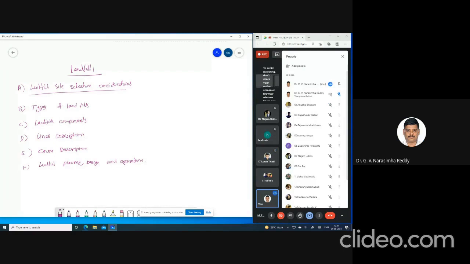Okay. Now we are discussing landfills. In this, we are going to discuss these topics: how to select a landfill site, types of landfills, components of landfills, the description of the liner system, similarly the description of the cover system, and finally landfill planning, design, and operations. So now we discuss these one by one.